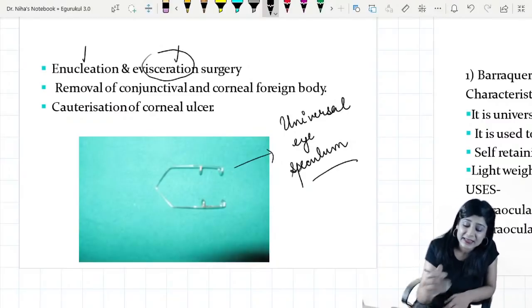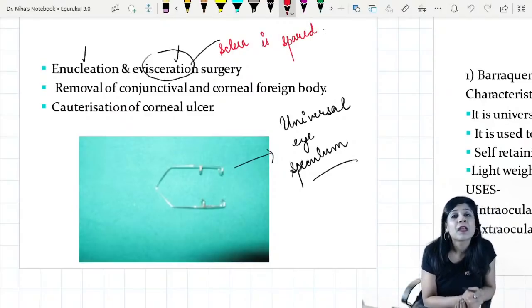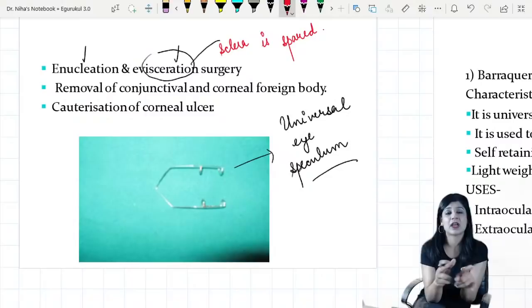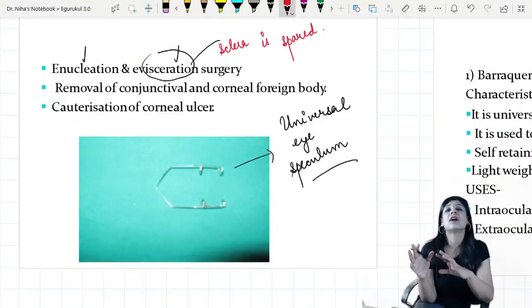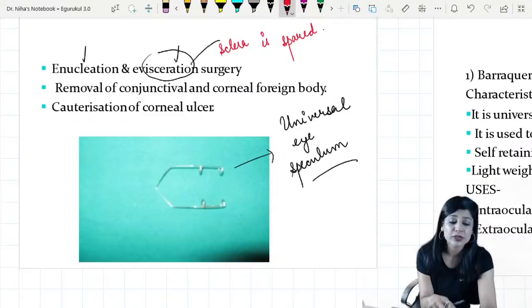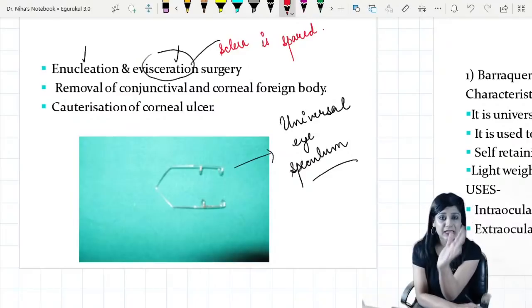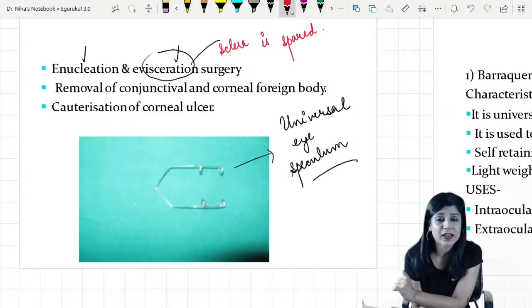So in cases of evisceration, the sclera is spared. We are not removing the sclera. While when I talk about the enucleation, we are removing the whole of the eyeball, along with a part of the optic nerve. I will be telling you about the instruments also, that there is a difference in the instruments we are using for the enucleation and the instruments that we are using for the evisceration. They are again different.